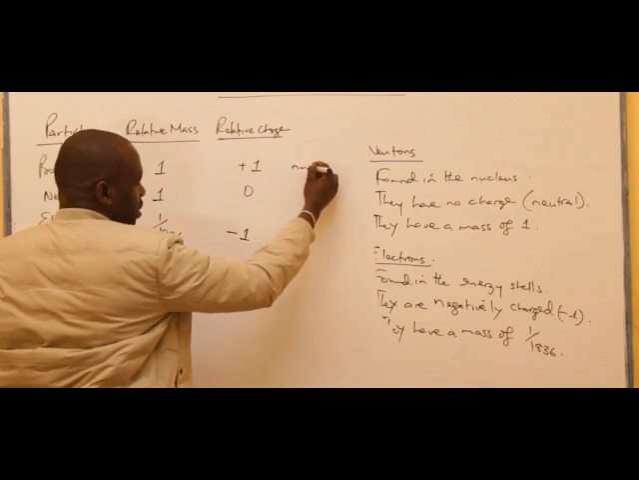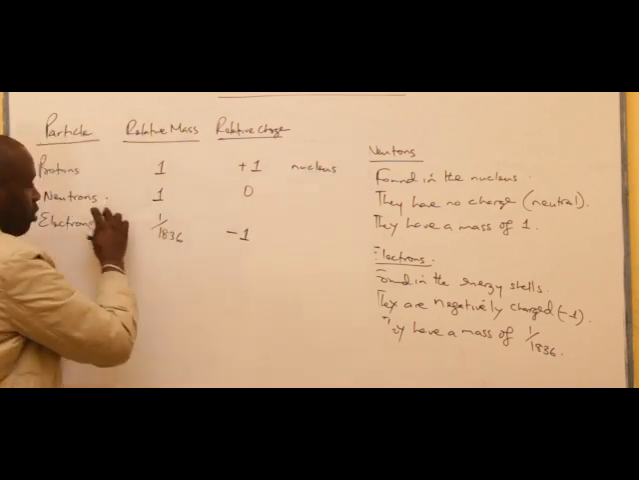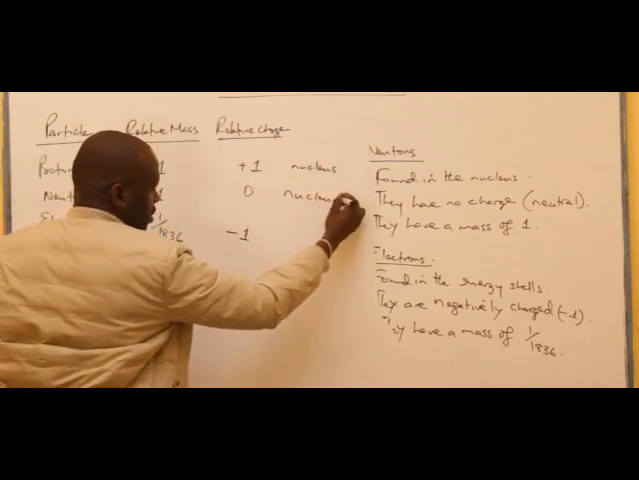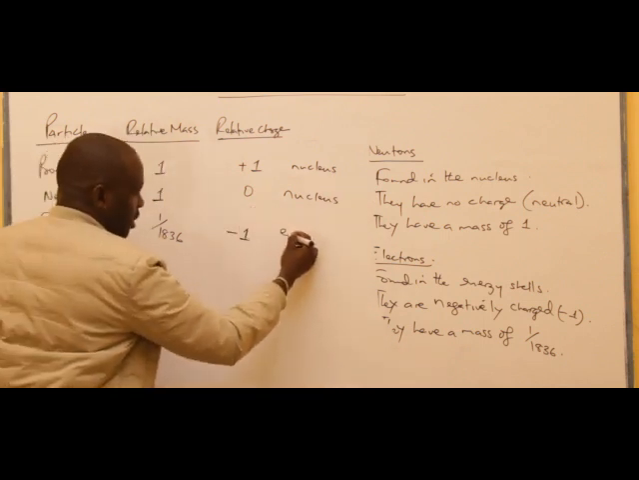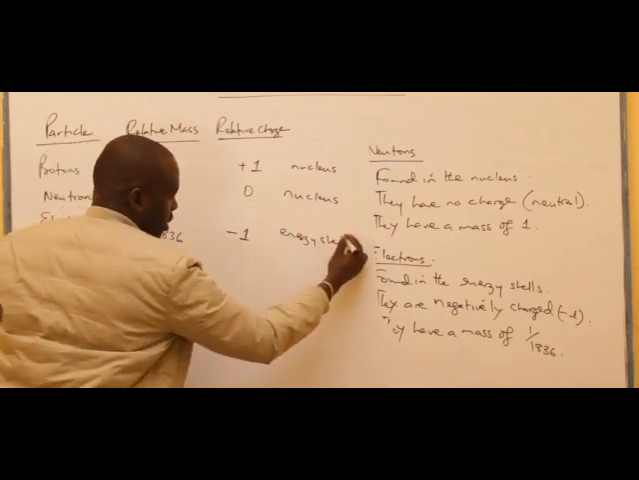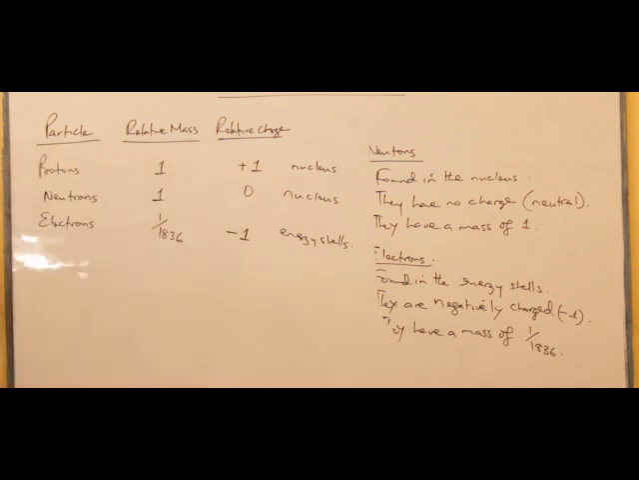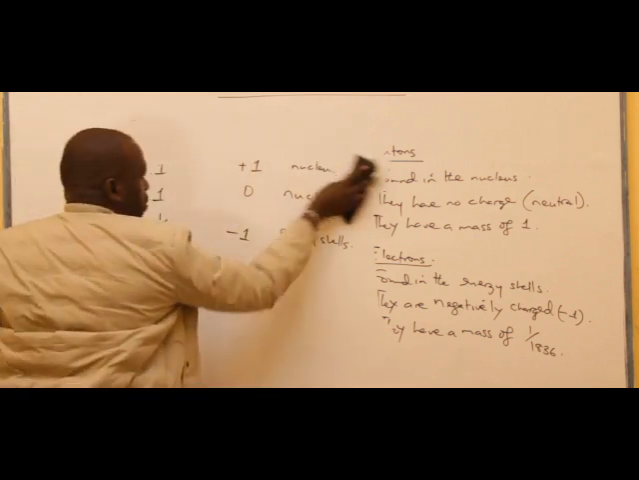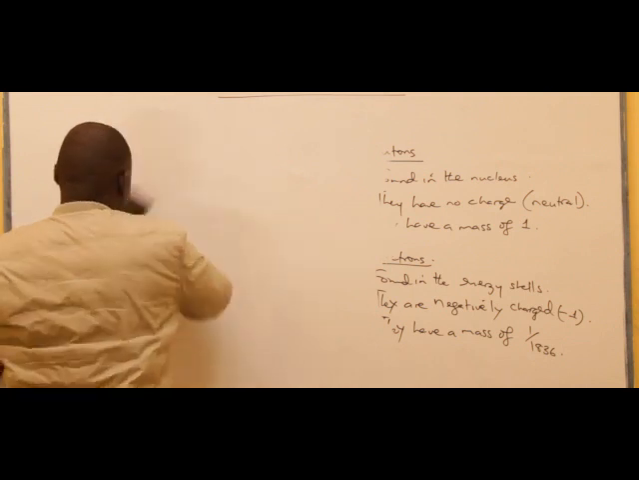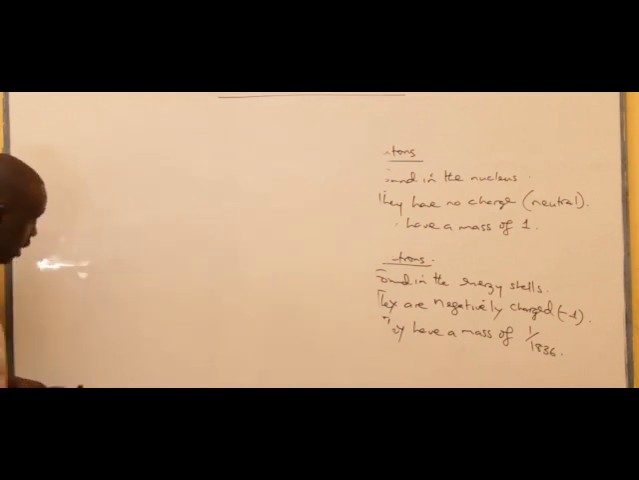Protons are found in the nucleus. Neutrons are also found in the nucleus, but electrons are found in the energy shells. So I hope that is clear. So that is all about the subatomic particles, the protons, neutrons, and electrons. After that, we want to talk about atomic number and mass number.